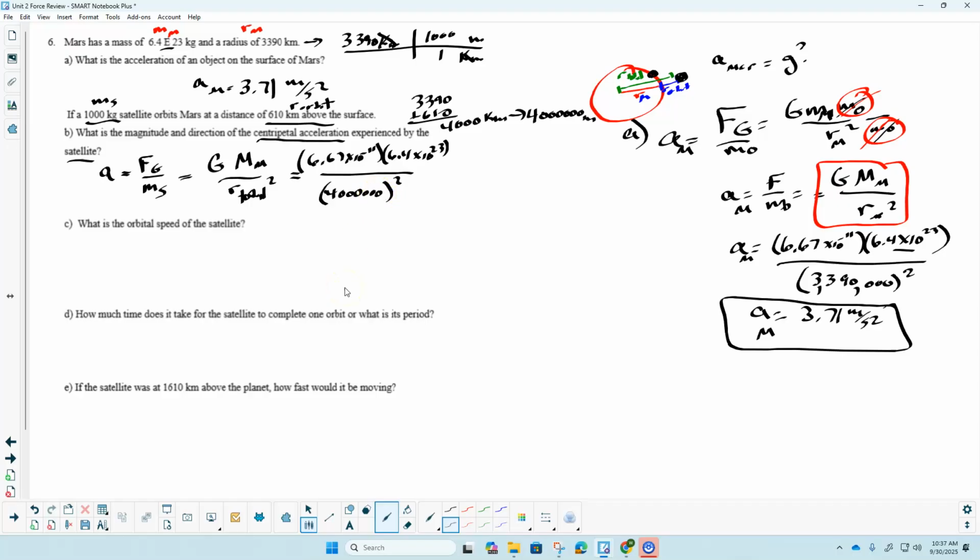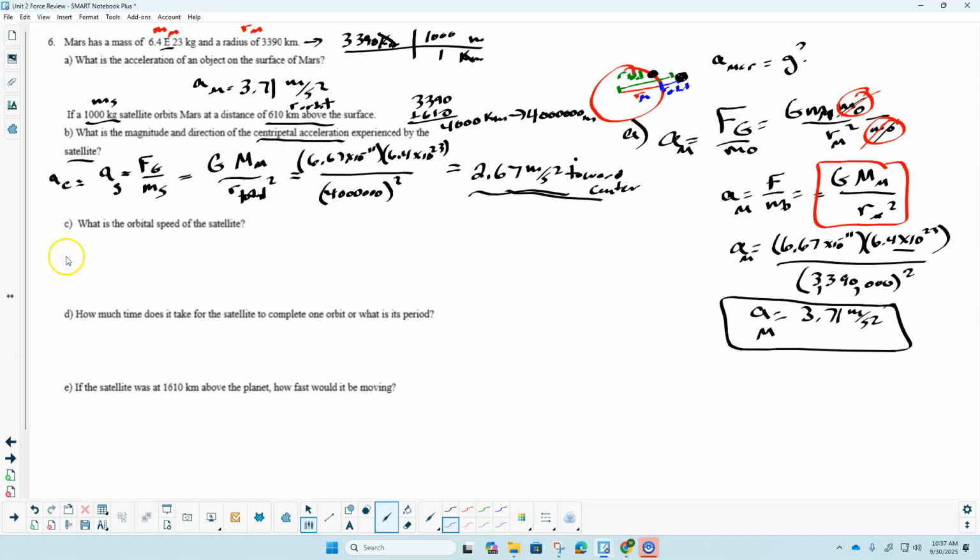When you do that math in your calculator to get the acceleration that the satellite experiences, which is a centripetal acceleration because it's pulling inward, it's going to be a value of 2.67 meters per second squared. So the acceleration decreased, and it's always towards the center of the circle. It's decreased because the further you get away, the smaller the acceleration is. So that kind of makes sense.